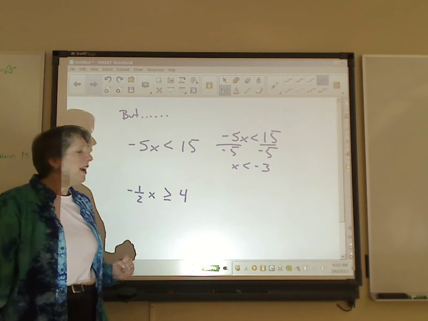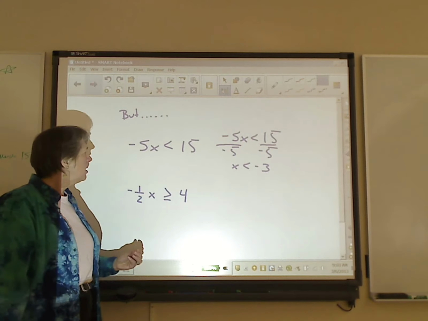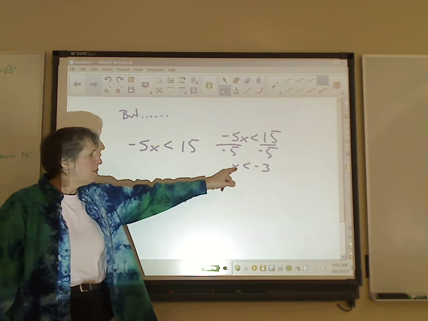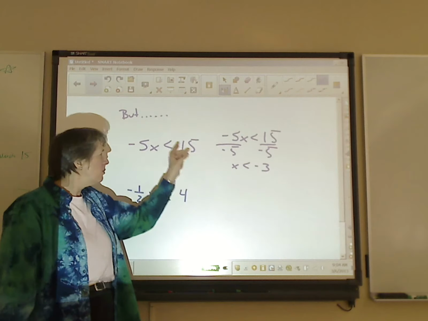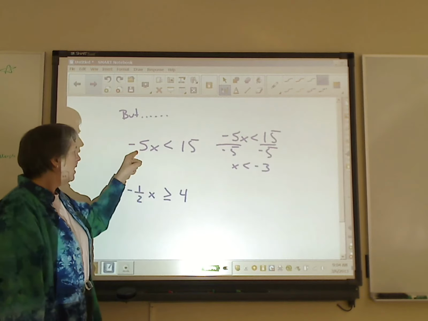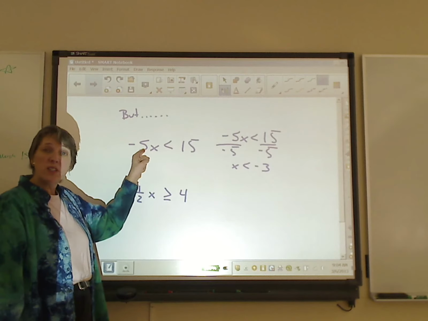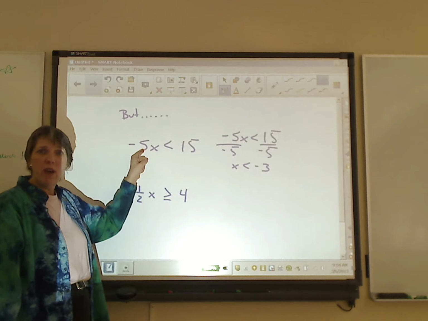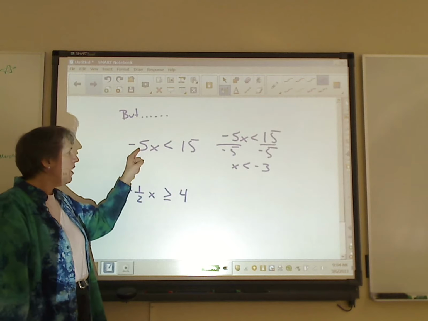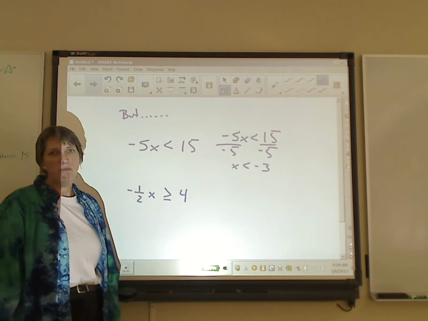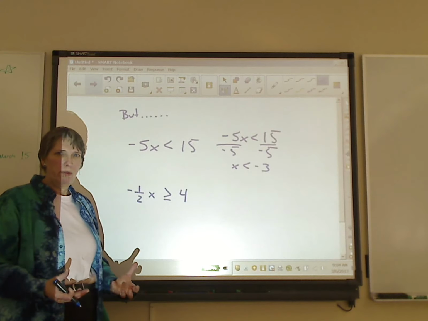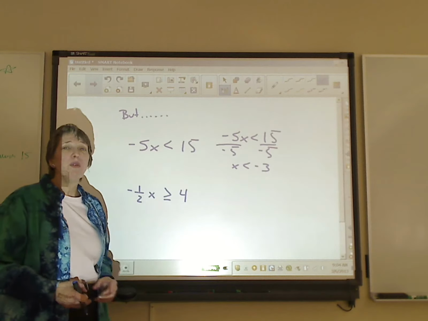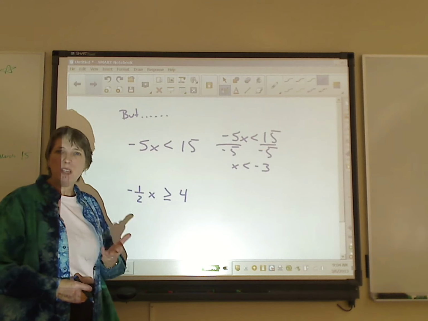Let's pick negative 5. Because it says x is less than negative 3, anything less than negative 3 should make this a true statement. Negative 5 times negative 5 is positive 25. Okay, 25 is not less than 15. So what does that tell you? It means that whenever we divide by a negative, the sign flips.